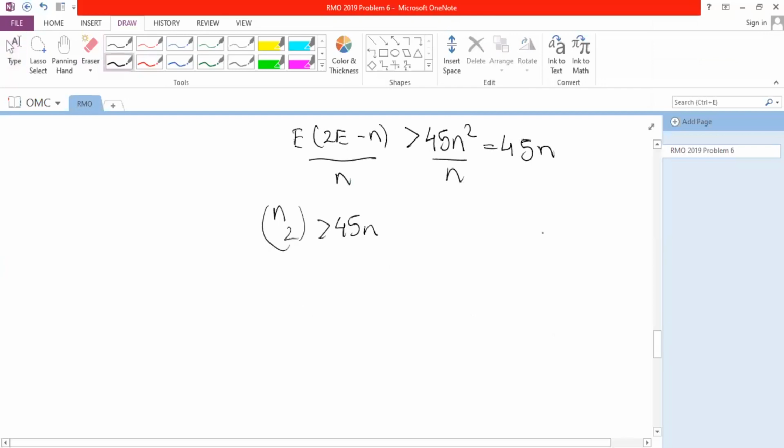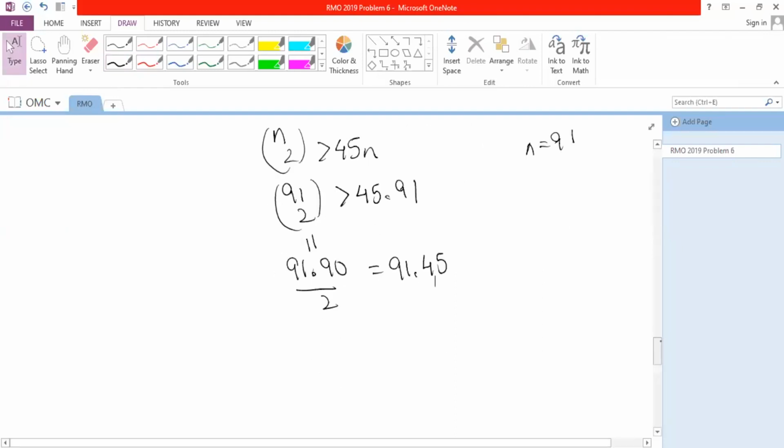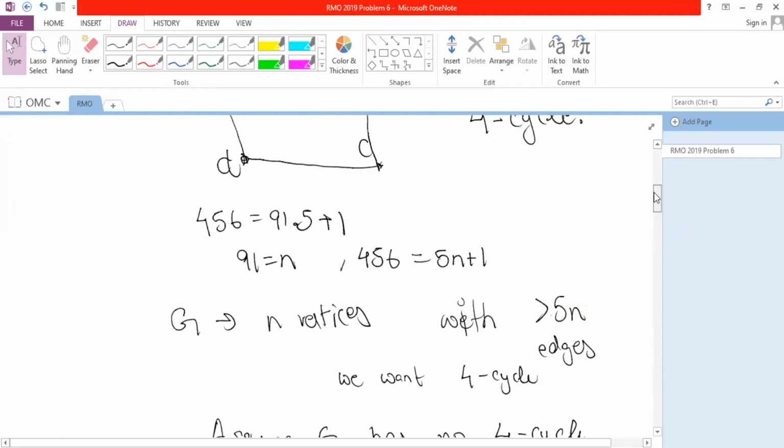But recall, we said n is equal to 91. So this means 91 choose 2 must be greater than 45 times 91. But what is 91 choose 2? 91 choose 2 is 91 times 90 divided by 2, which is precisely equal to 91 times 45. So if our assumption was true that G has no fourth cycle, then we must have that 91 times 45 is greater than 91 times 45, which is obviously a contradiction. Hence, the assumption that G has no fourth cycle must be false. Hence, G has a fourth cycle and we are done.